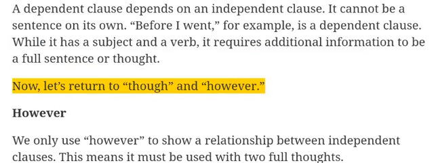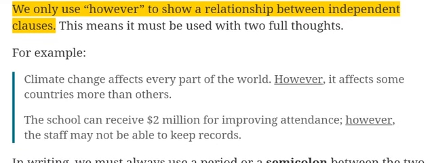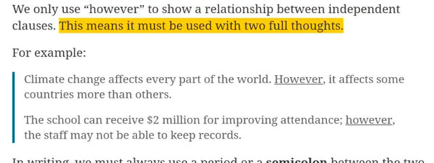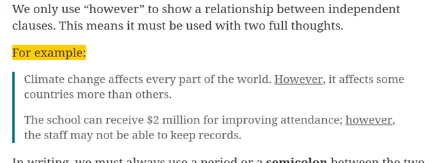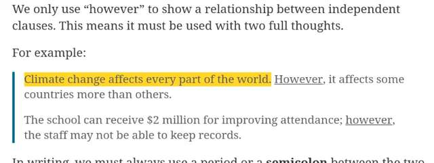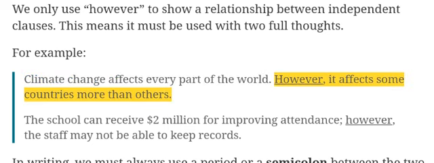Now, let's return to though and however. We only use however to show a relationship between independent clauses. This means it must be used with two full thoughts. For example, climate change affects every part of the world. However, it affects some countries more than others.